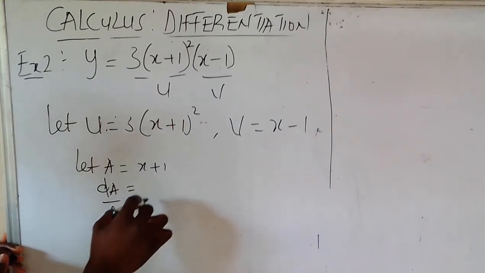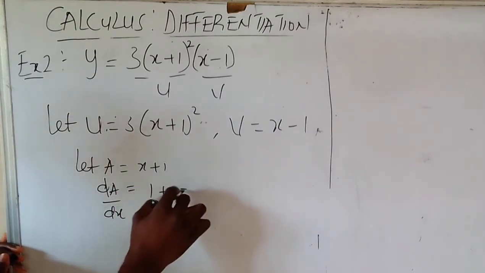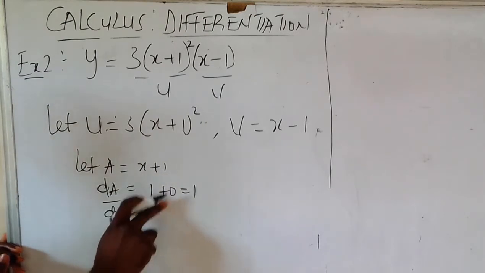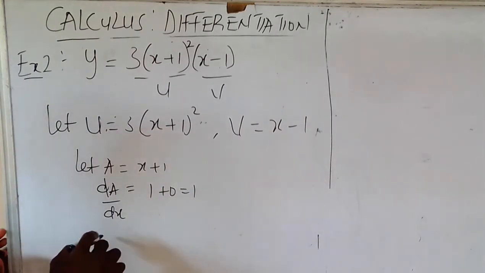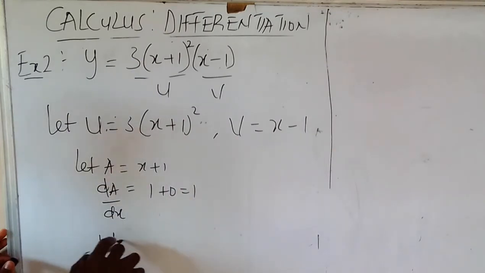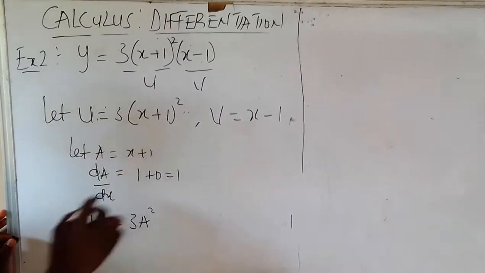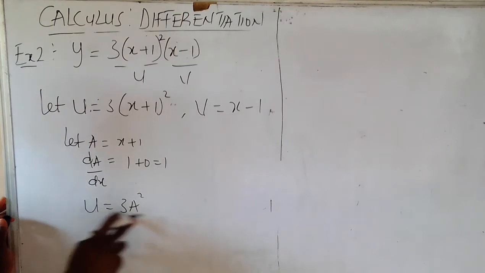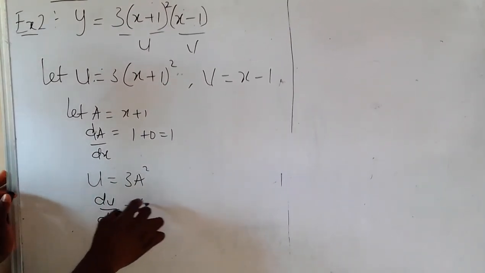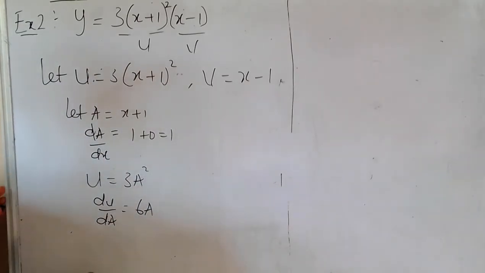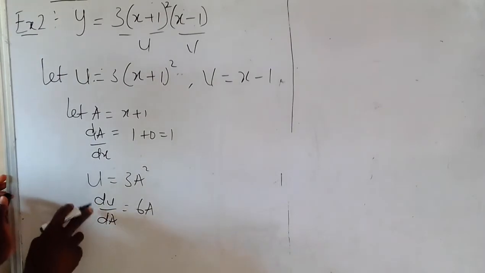In which case, da/dx is equal to 1 plus 0, which is 1. Differentiating this is 1, differentiating this is 0. Now, what happens next? Since a is equal to x plus 1, it implies that u is going to be equal to 3a squared. If u is equal to 3a squared, du/da is going to be 6a raised to power 2 minus 1, which is 6a raised to power 1, which is 6a. That's for du/da.